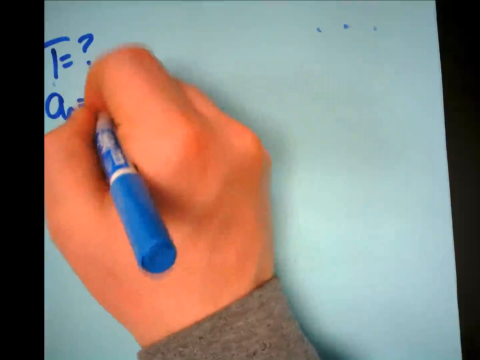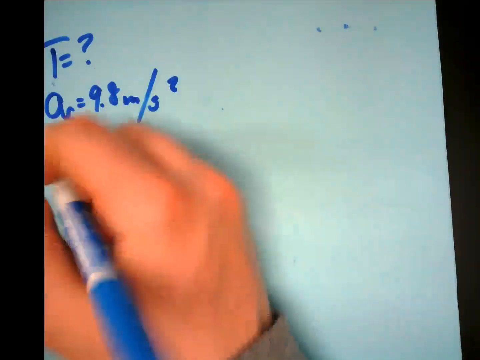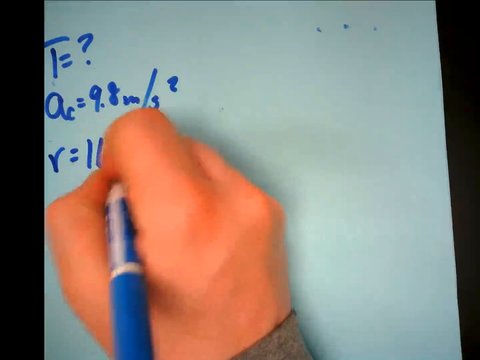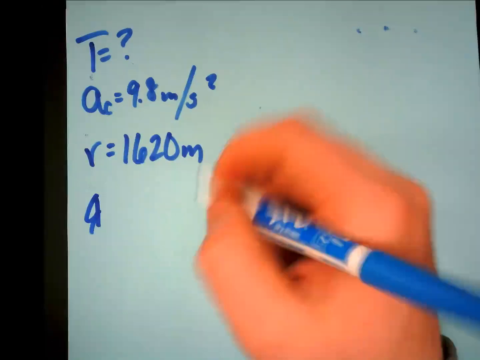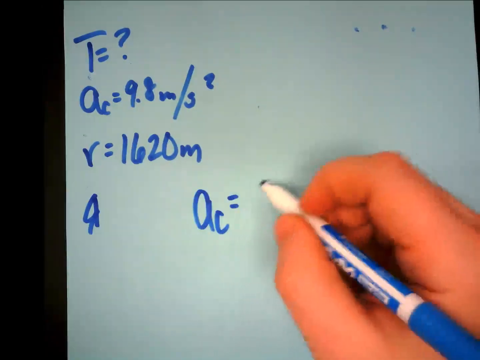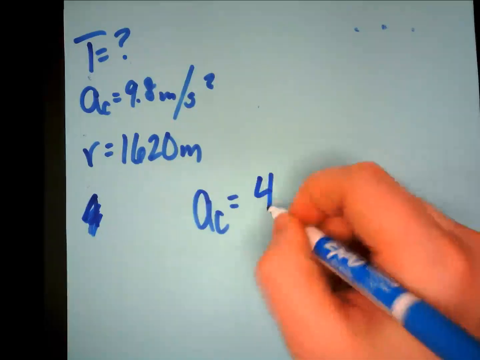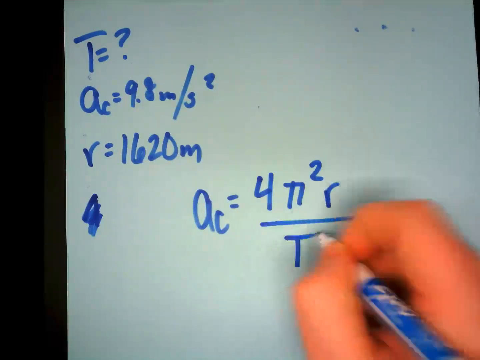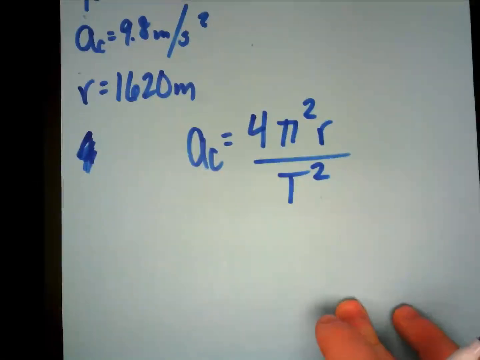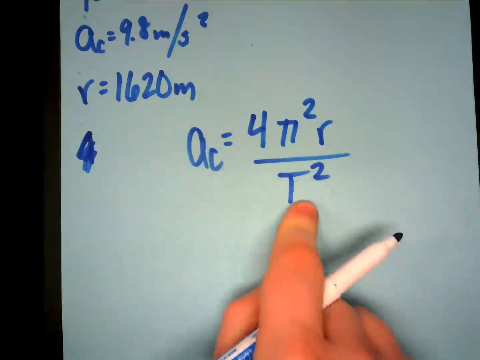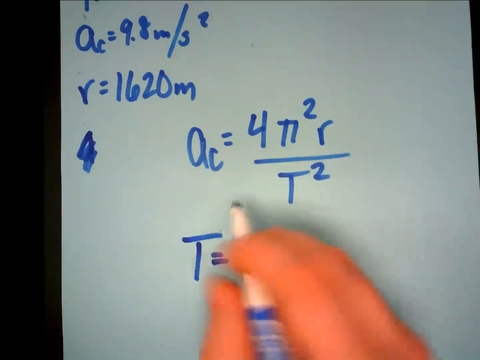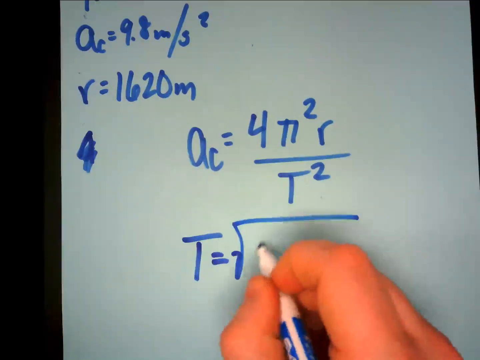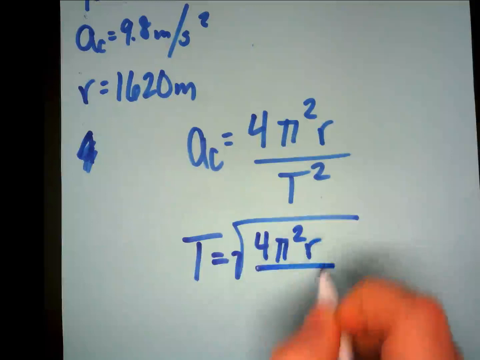Well, I've got to figure out what T is. I still have my centripetal acceleration at 9.8 meters per second squared. I still have a radius here of 1,620 meters. In order to find T, I know that I've got this equation. Centripetal acceleration is equal to 4 pi squared times the radius divided by T squared. So if I've got to find T, I just switch AC with T squared, and then take the square root, so T is equal to the square root of 4 pi squared times R over AC.